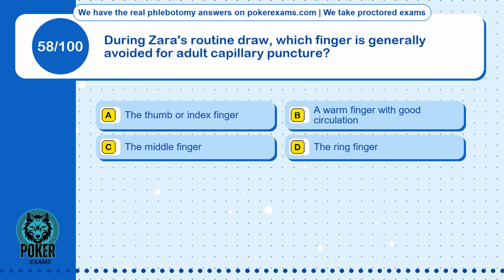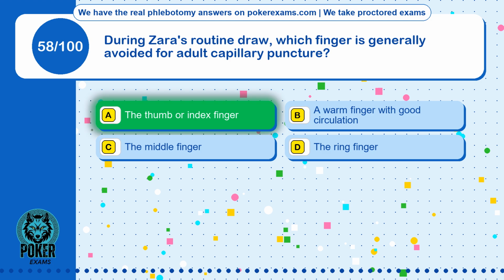Question 58. During Zara's routine draw, which finger is generally avoided for adult capillary puncture? Option A. The thumb or index finger. Option B. A warm finger with good circulation. Option C. The middle finger. Option D. The ring finger.